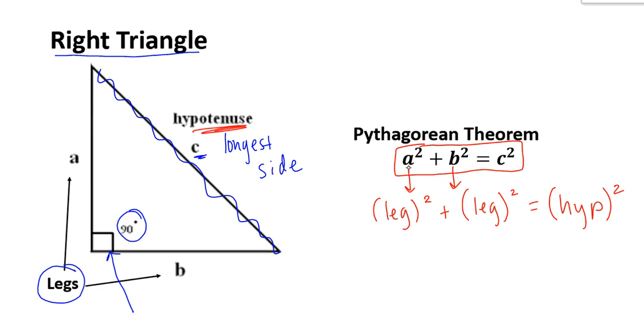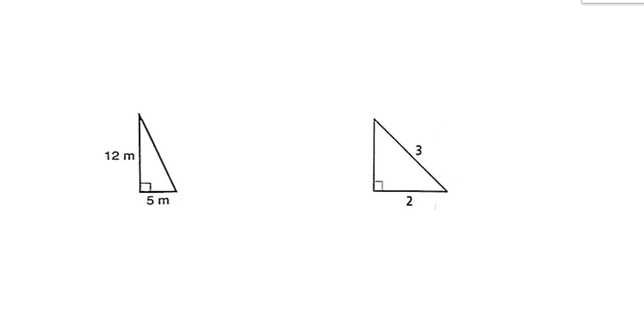Whoever's missing, because sometimes A will be missing, B, most of the time it's C that's missing, but it could be any of them. And you just have to solve. So let's look at how to solve these.